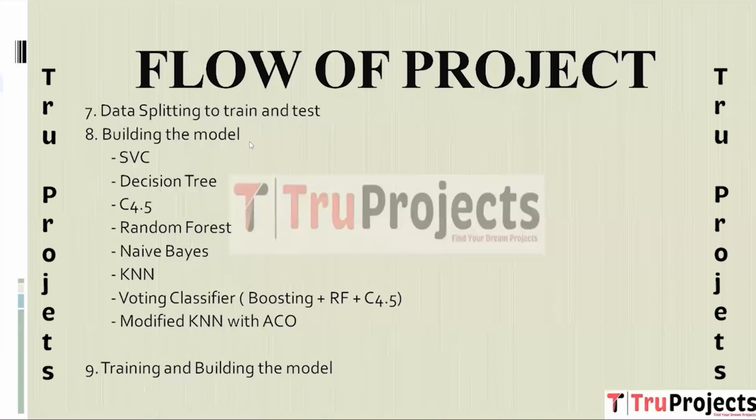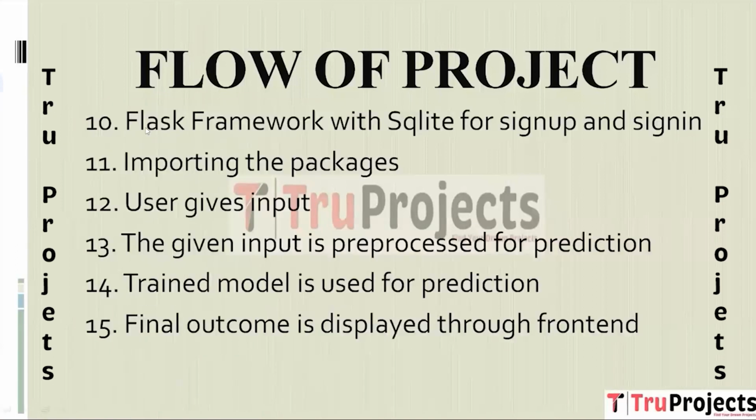Then next here we have voting classifier, boosting plus RF plus C4.5, combining different models using a voting classifier. Then we have modified KNN with ACO, developing a KNN model modified with the ant colony optimization algorithm. And the next here we have training and building the model. The models are trained using the training data to adjust their parameters for accurate prediction. Then next here we have Flask framework with SQLite for sign up and sign in. Setting up a web application using Flask and incorporating SQLite for user sign up and sign in functionality.